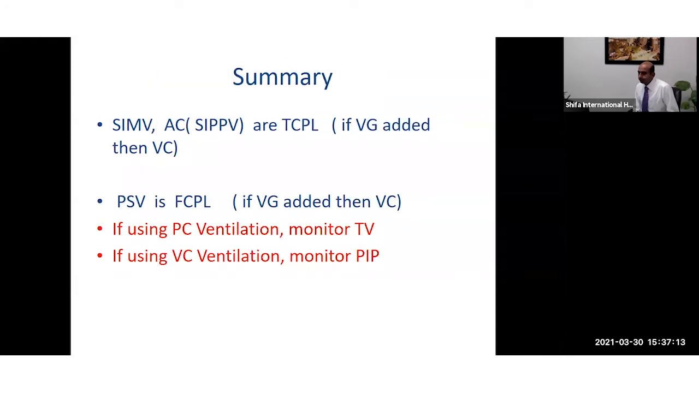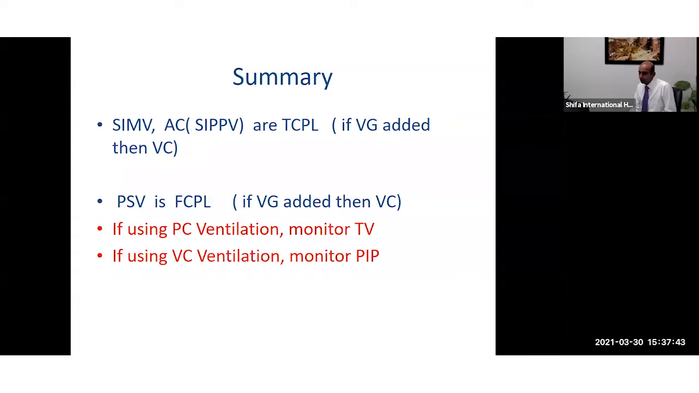So in summary, the assist control and SIMV, these are the time cycled pressure limited modes. And if we add volume guarantee, then these modes will become volume control modes. The PSV is different from SIMV and assist control. It is not time cycled, it is flow cycled, pressure limited. And if we add volume guarantee, then it becomes volume control ventilation. So essentially, you can use volume guarantee with any of the modes.